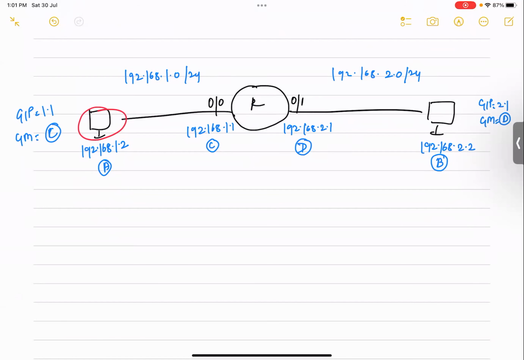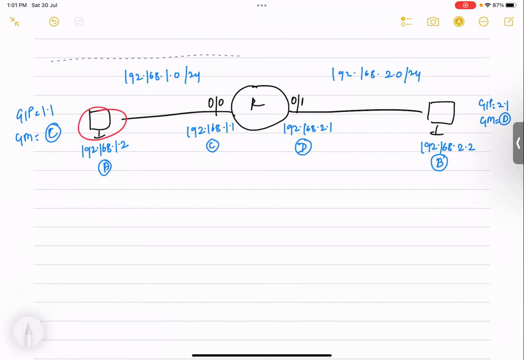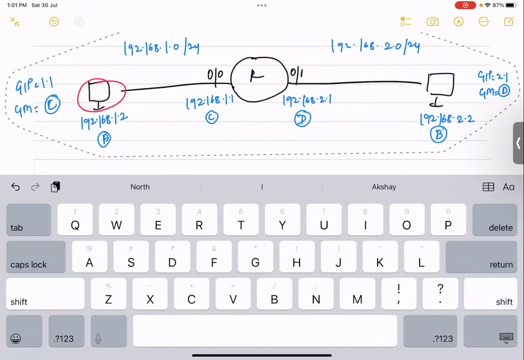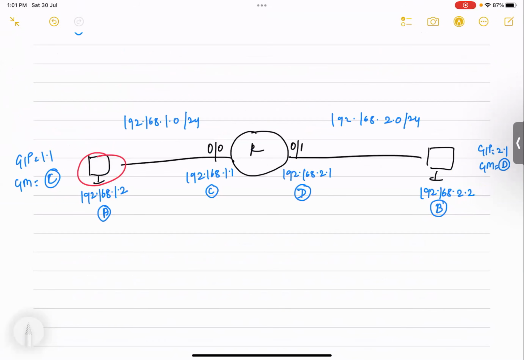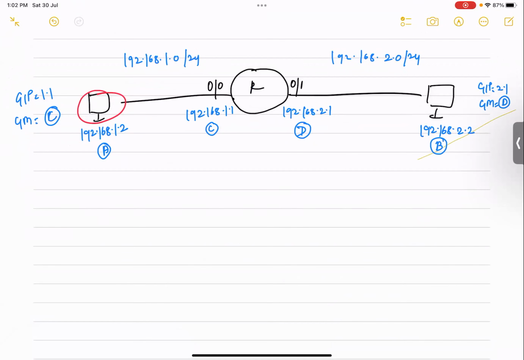Now, how communication will be done, we need to discuss. But first topic we need to discuss, Sarat, which one? Which tables does the router maintain? Routing table it will maintain. ARP table. Routing table plus ARP table. Okay, now first thing we need to discuss is the ARP table.